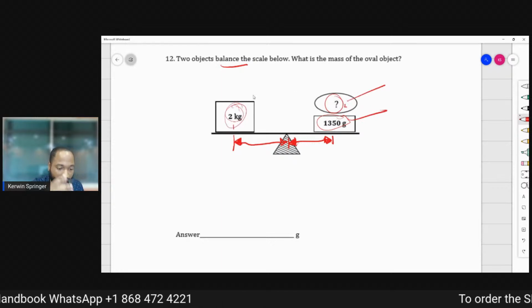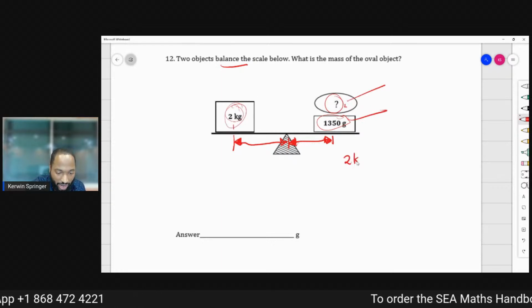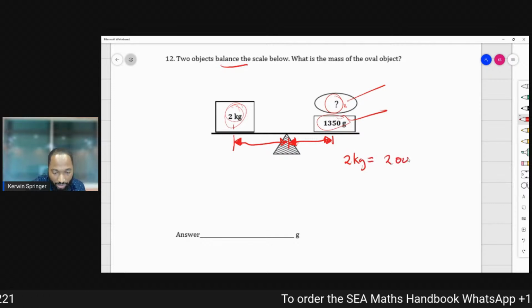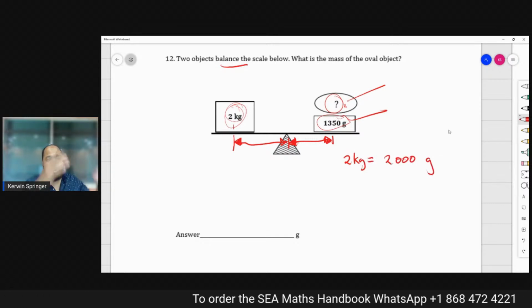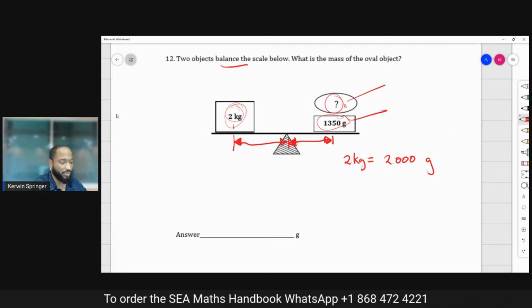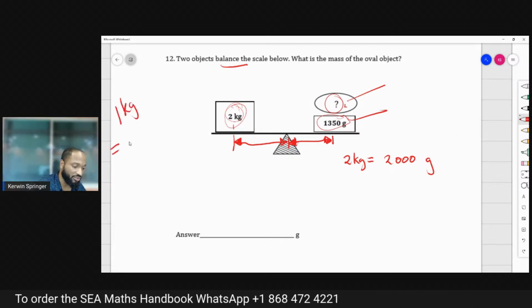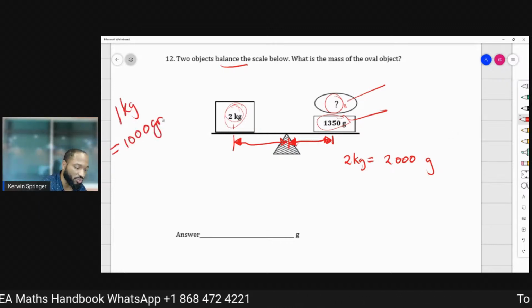So the best way to do that is to subtract. So 2 kilograms is actually equal to 2,000 grams. And you're supposed to know that offhand. 1 kilogram, and we talked about this in some of the earlier revision sessions, is 1,000 grams.